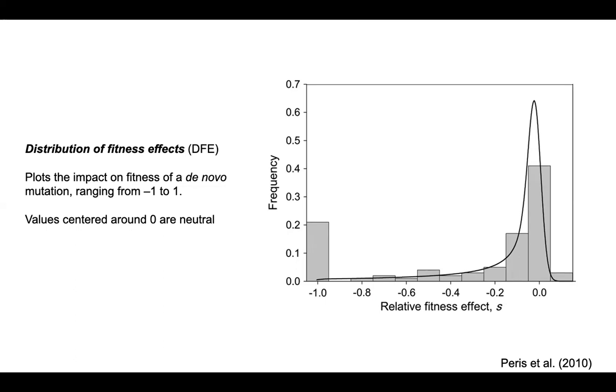Assuming that most DFEs in nature look like this, what are the implications for the neutral theory? If the average mutation is deleterious, wouldn't that mean that selection is acting more often than drift to determine the fate of mutations? Wouldn't that fly in the face of Kimura's initial point?